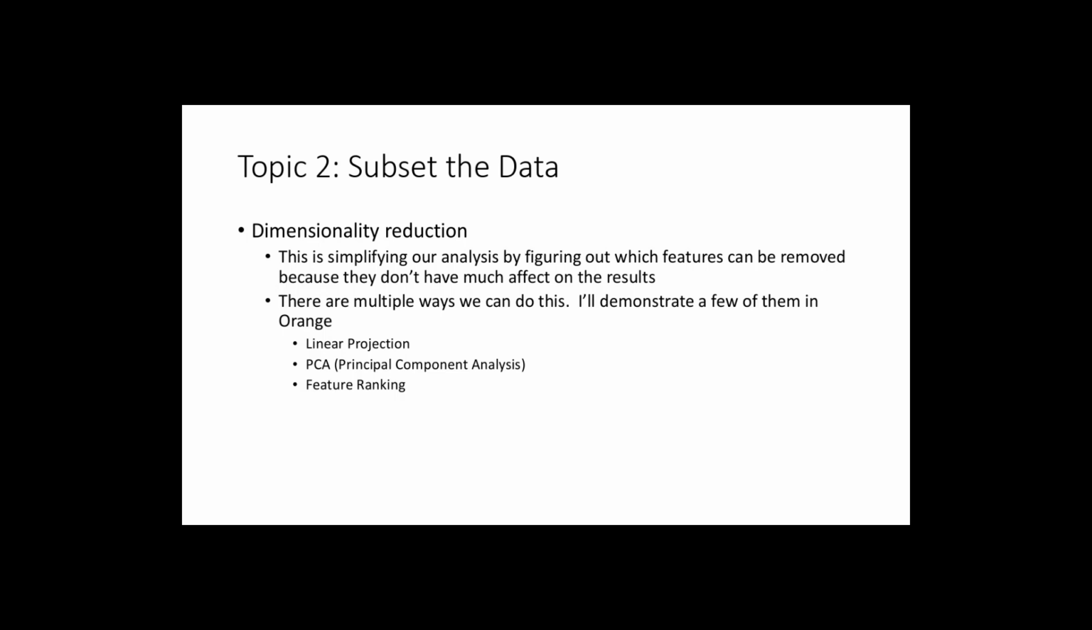You can do all three of these at one level or another in Orange, and I'll ask you to do this in the assignment. Use one or more of these to try to determine which features could be removed. Principal component analysis isn't actually a feature reduction, but it is a dimensionality reduction, and there is a difference. Feature reduction is finding things that we don't need, whereas principal component analysis is a way to simplify the crunching for processing. But again, I'll show you. So let's start with linear projection.